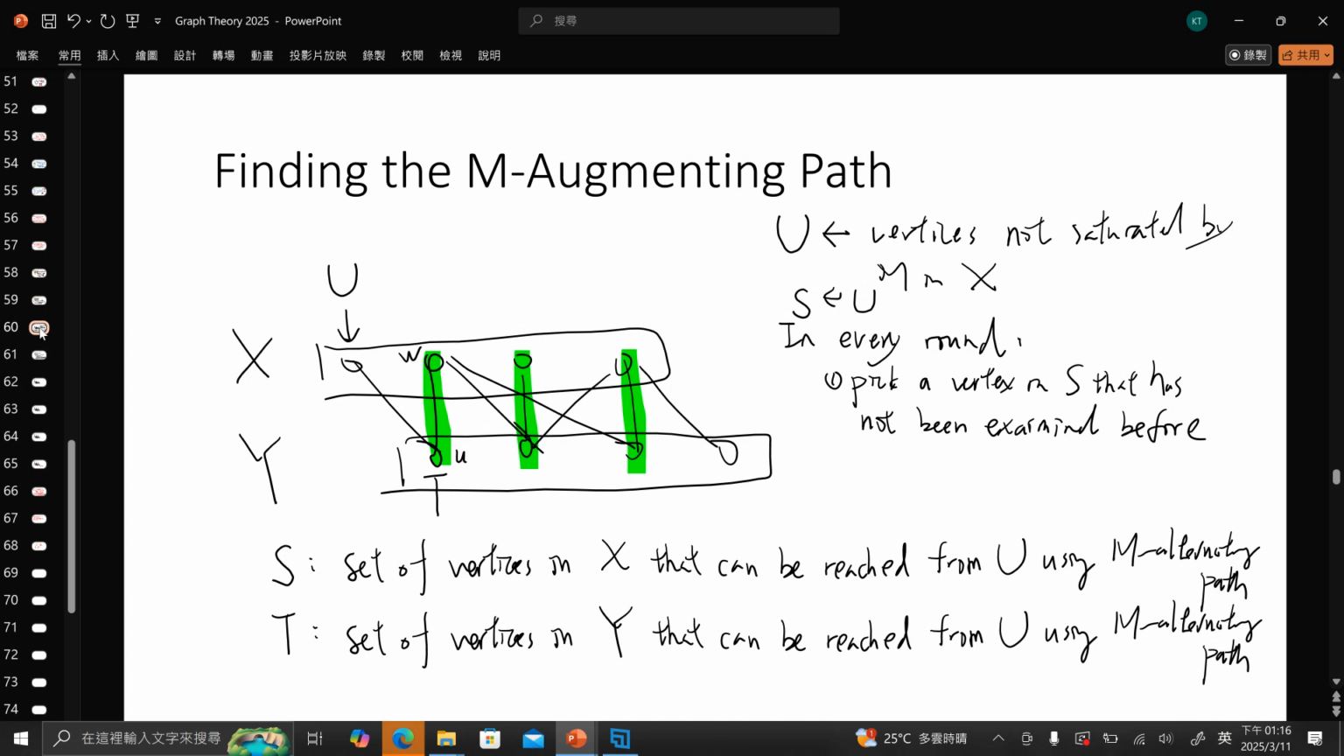So in our algorithm, we start with unsaturated vertices, because the two endpoints must be unsaturated. We start from the set of unsaturated vertices in X. This set U is just the vertices in X that are not saturated by the matching M. And then we are going to maintain two sets, and these two sets will be used in today's proofs.